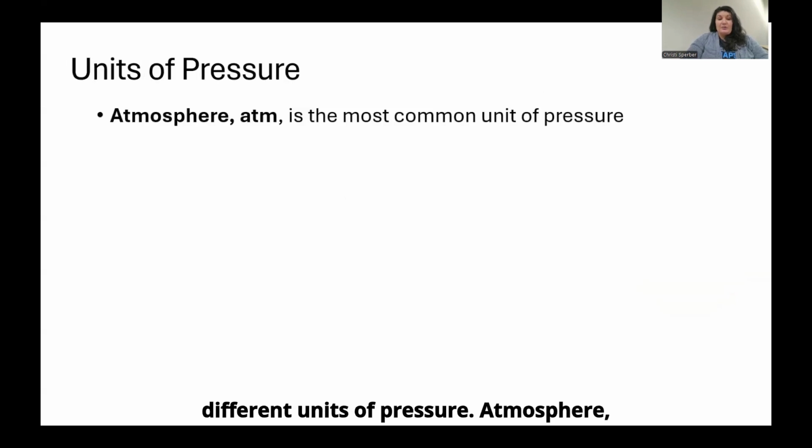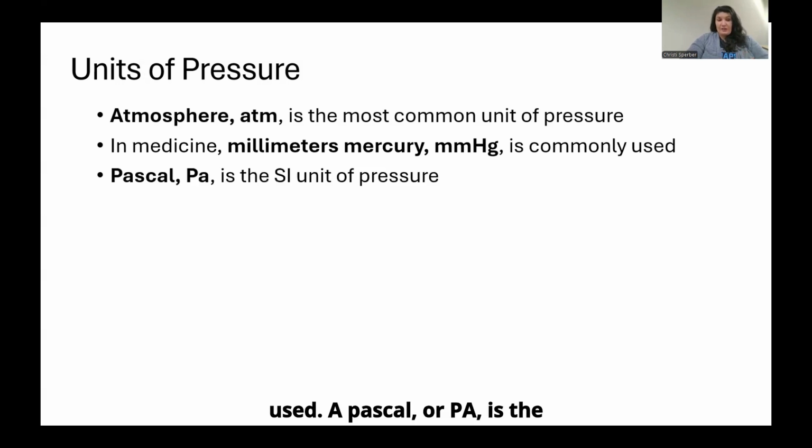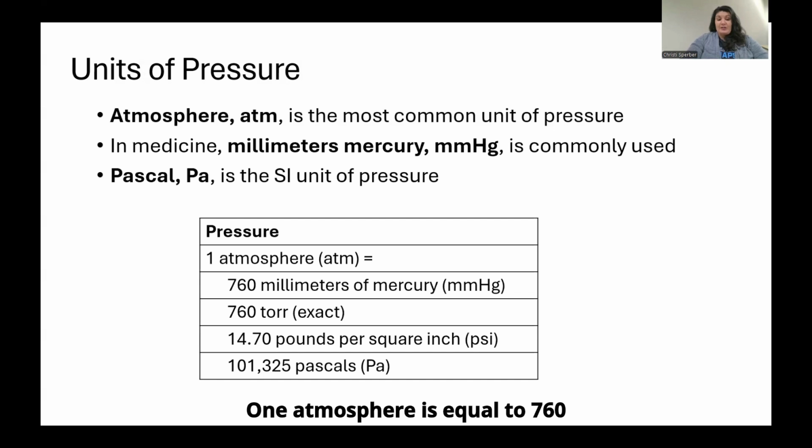There are different units of pressure. Atmosphere, or atm, is the most common unit of pressure. In medicine, millimeters of mercury, or mmHg, is commonly used. A pascal, or Pa, is the SI unit of pressure. 1 atmosphere is equal to 760 millimeters of mercury, or 760 torr. 1 atmosphere is also equal to 14.7 psi, or pounds per square inch, or 101,325 pascals.